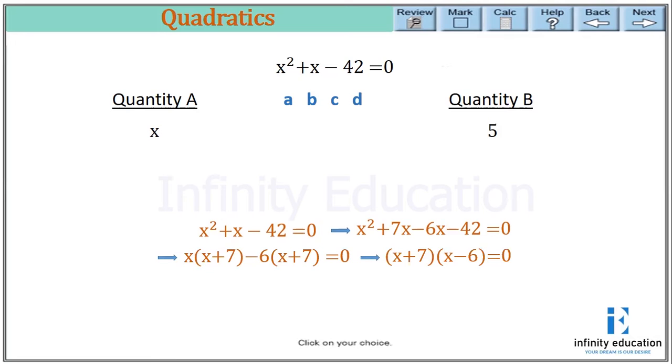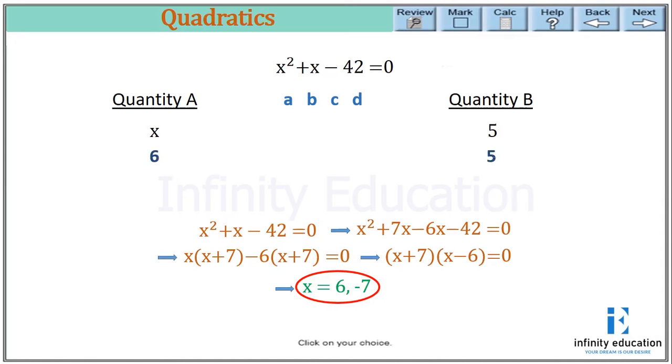Now, as we have this, we know if a into b equals 0, then either of the things will be equal to 0. So we have two values for x, 6 and -7, for which the equation is satisfied. Now that we have the values for x, let's put them in the quantities and see what answer we get.